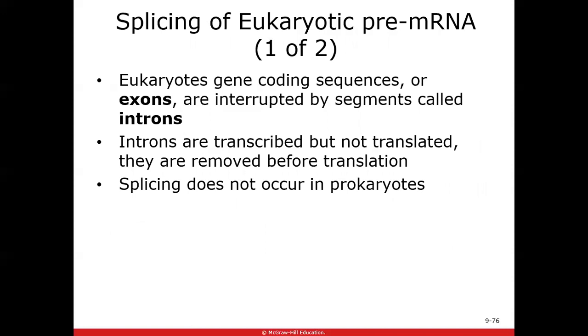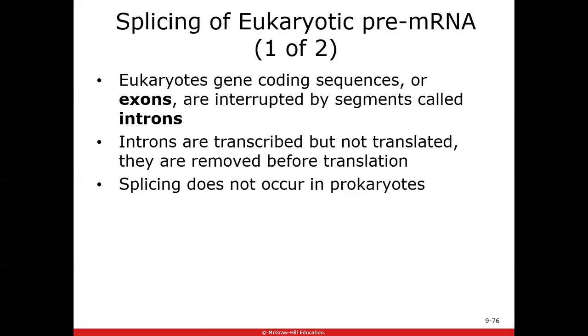Okay, so the gene coding sequences in eukaryotes are called exons. You know that. And then they're interrupted by segments called introns. Introns are non-gene coding sequences in eukaryotes.